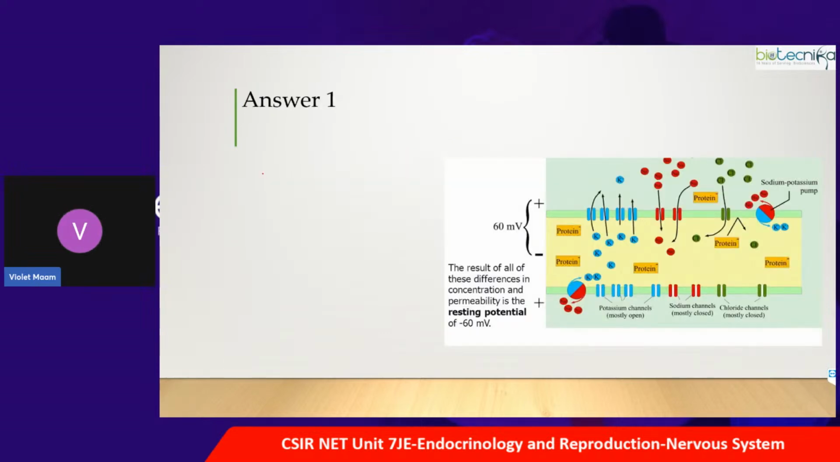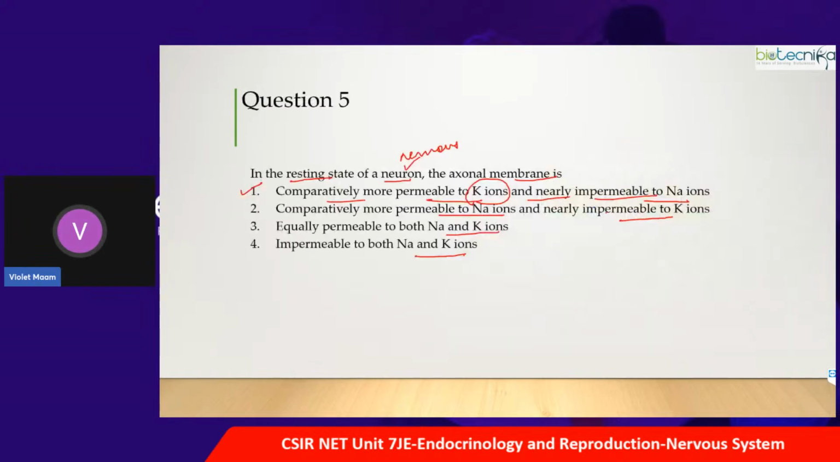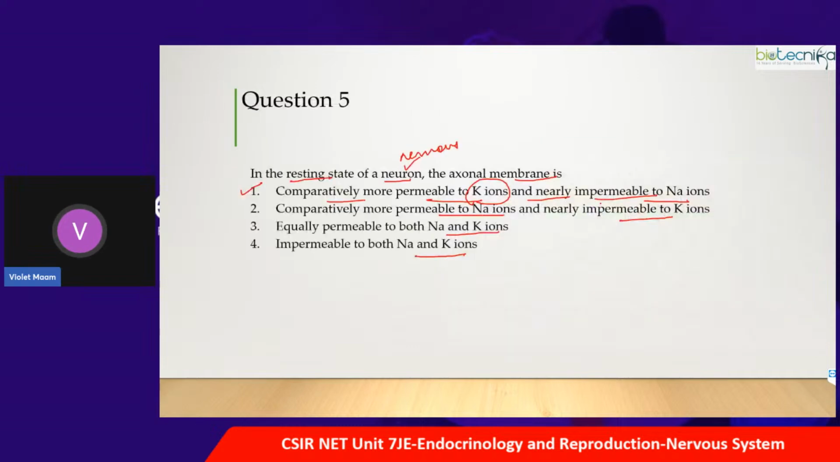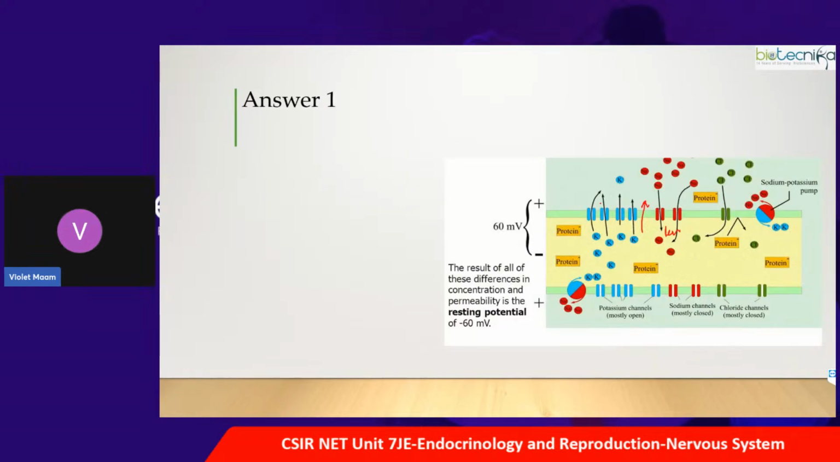So here, what is option 1 about? It is saying that when the neuron is in the resting state, it is more permeable to potassium. And what is happening to the potassium? Potassium will move out of the neurons, and the amount of sodium entering is less. So it is less permeable to sodium, but more permeable to potassium, or you can say it is nearly impermeable to sodium. Clear?